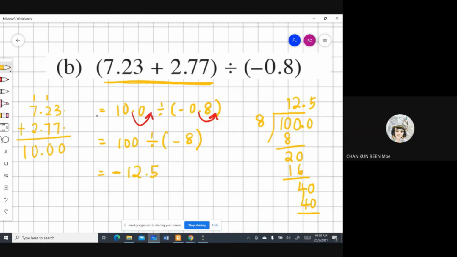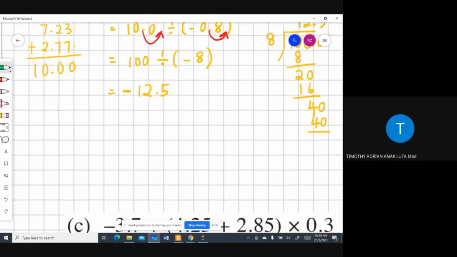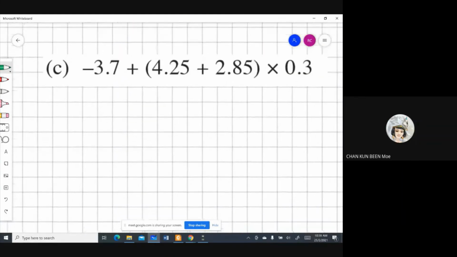Okay. Any question for this one? No. So we continue with the third one. Okay, good.